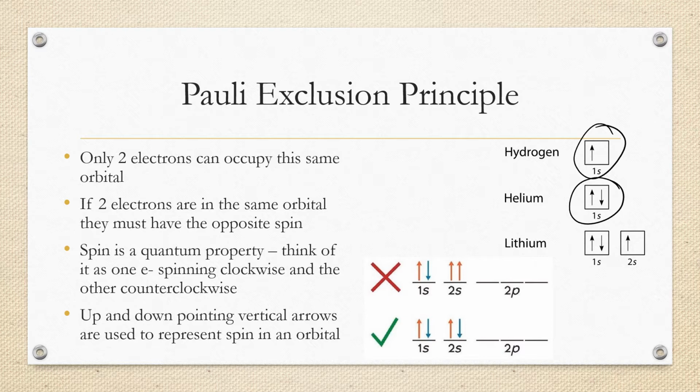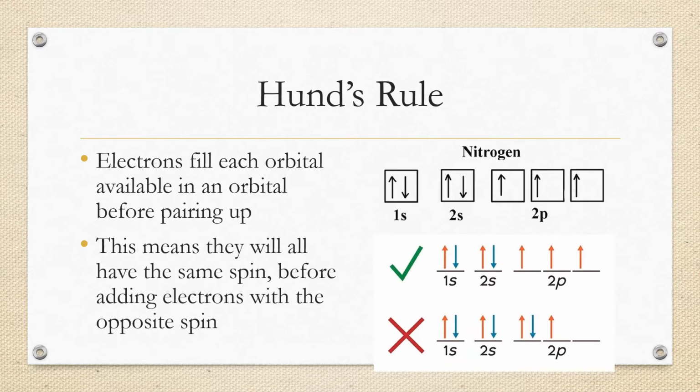So you can't have 2 electrons spinning in the same direction in one orbital. For example, this one here, that's wrong. We can't have 2 spinning clockwise or spinning up. You always have to have one spinning one way and the other spinning the opposite way. As you can see here, no matter what, when you have 2 electrons in there, they're always spinning in opposite directions. And the last rule is Hund's rule.